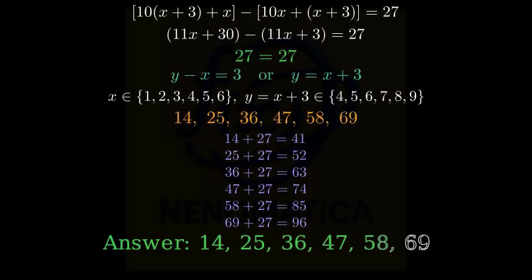Conclusion: the puzzle has infinitely many algebraic solutions along y equals x plus 3. Restricting to valid digits gives exactly 6 two-digit numbers: 14, 25, 36, 47, 58, and 69.